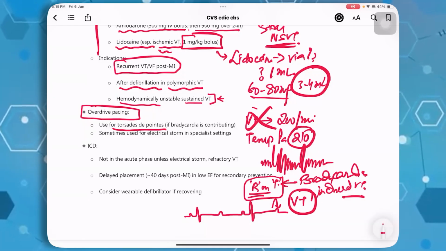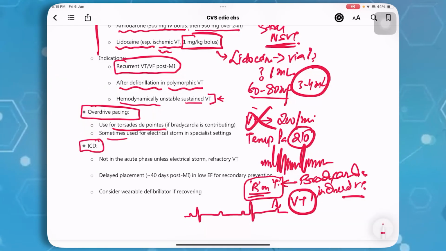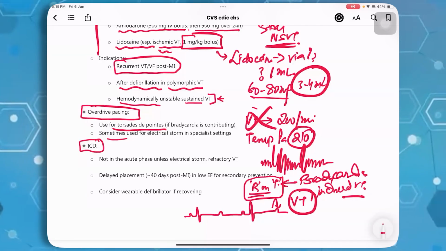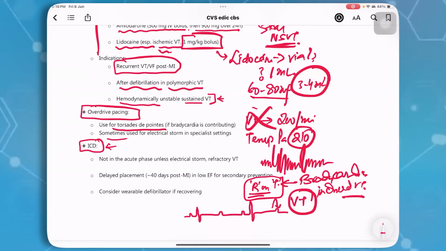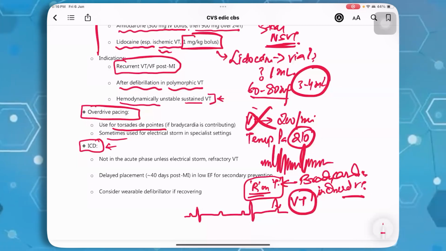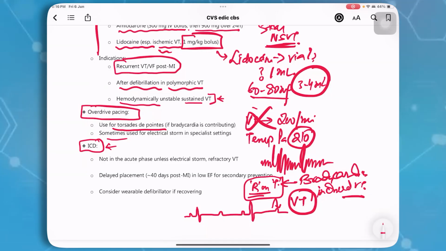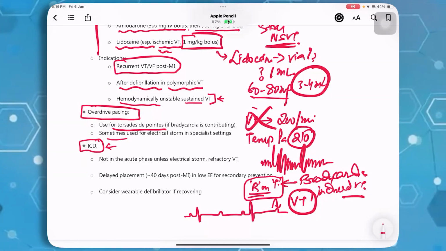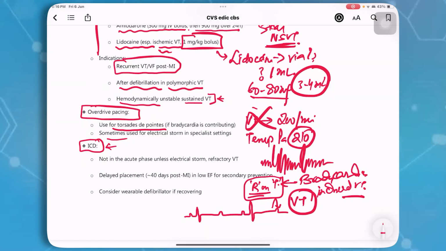So this is very important. Then comes ICD. See, ICD is something that will be put at a later date. And many people get excited about putting an ICD in a patient who is having VT. Always remember, ICD is what? ICD is just a therapy. ICD is not a treatment or a preventive strategy for a ventricular tachycardia. For that, you need to give the patient medication only or revascularize them.